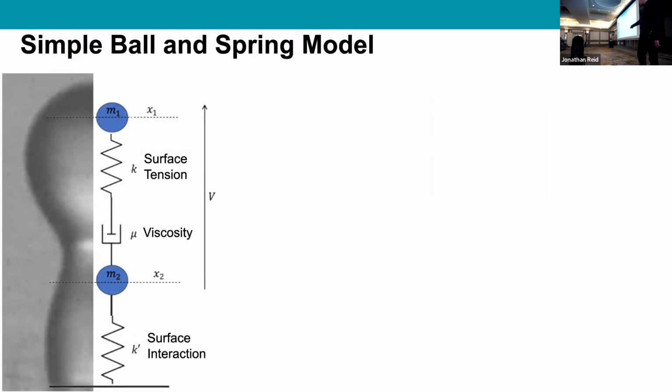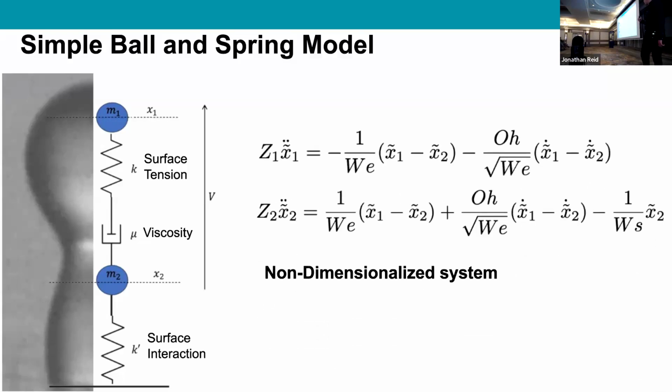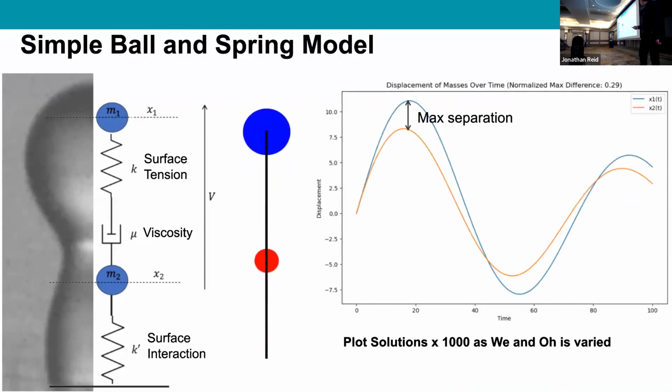The bottom mass being attached to a surface via a spring, which represents the surface interaction, and these two masses being connected by a spring, representing the surface tension, wanting to restore the droplet together, and then some sort of viscous dashpot to represent the viscous dissipation in the system. And from this, we can write out some second-order differential equations and non-dimensionalize them in terms of our Weber number and Ohnesorge number, some dimensionless masses and a Weber number associated with this. And from this, we can see how the system oscillates. So it oscillates something like this for a specific Weber and Ohnesorge number.